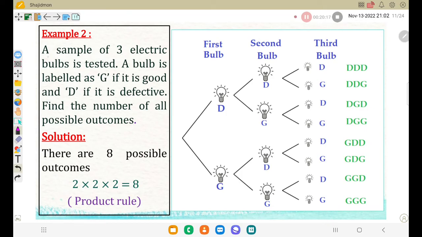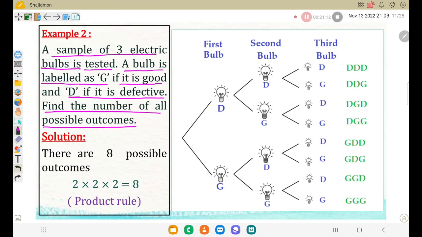For example, example 2: a sample of 3 electric bulbs. I have 3 electric bulbs and we are going to test them. A sample of 3 electric bulbs we are taking and testing. A bulb is labeled G if it is a good bulb, and it is labeled D if it is a defective bulb. Find the number of all possible outcomes. How many possible outcomes will come?